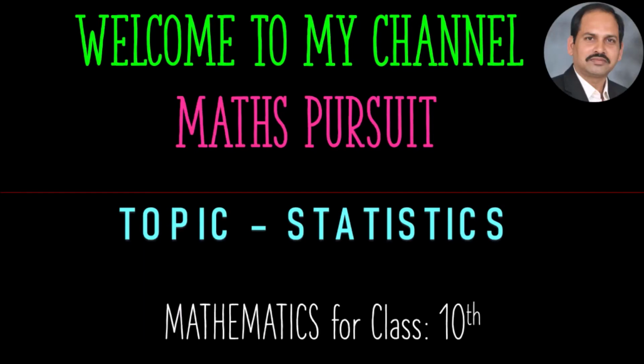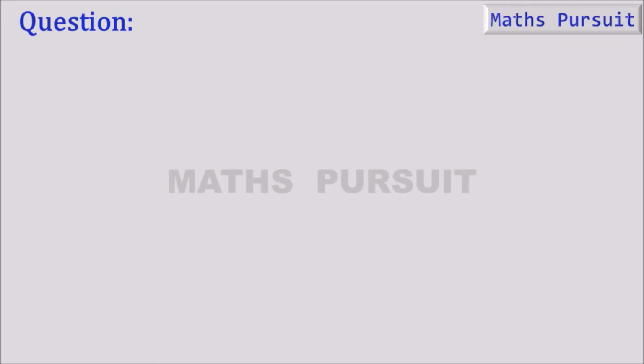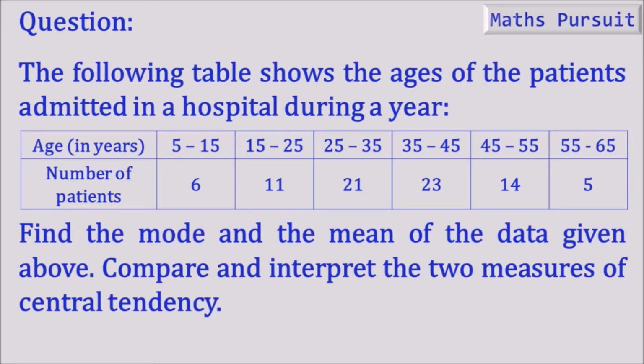Today under the topic statistics, let us see what exactly we have in the question. Now moving on to the question, it is given that the following table shows the age of the patients admitted in a hospital during a year. Find the mode and the mean of the data given above. Compare and interpret the two measures of central tendency.